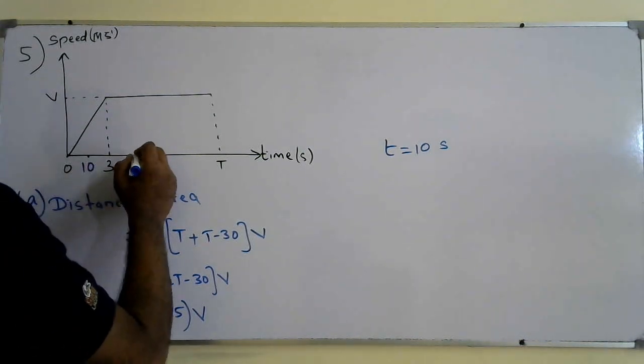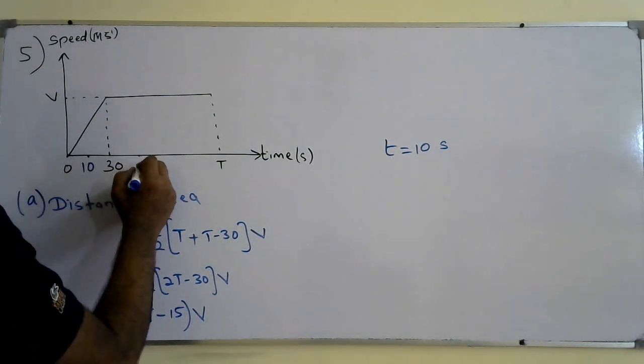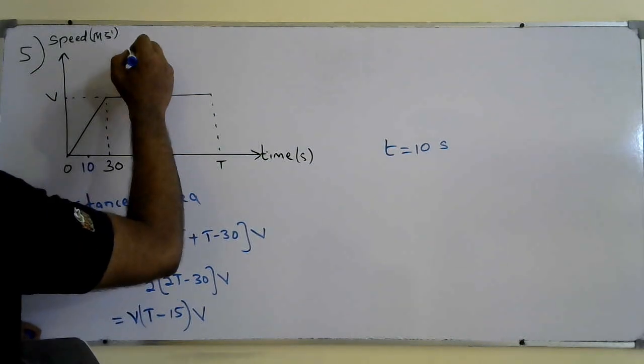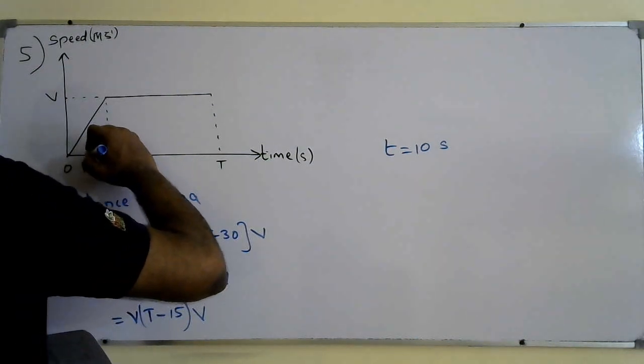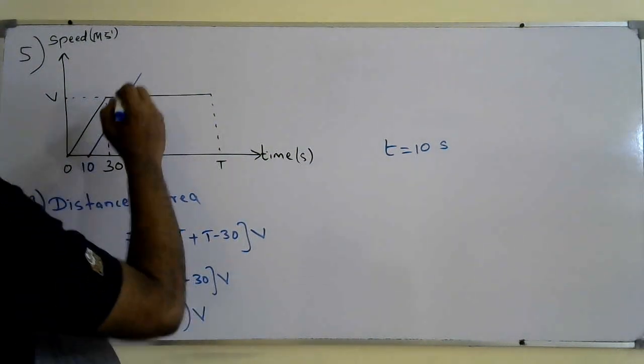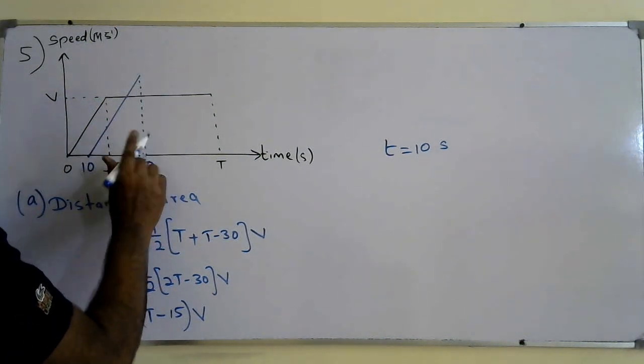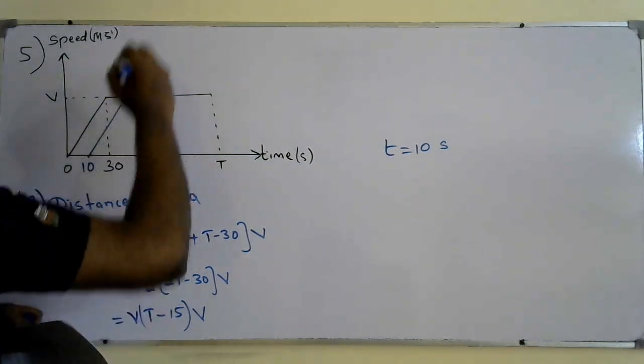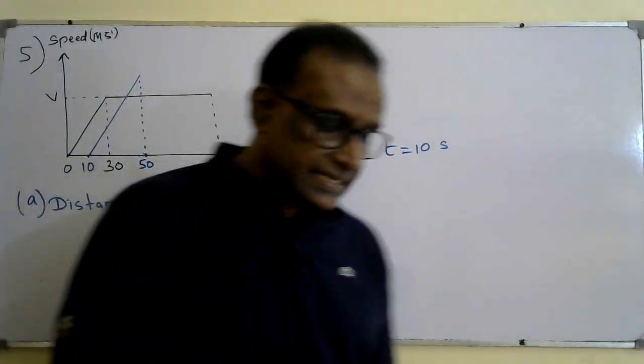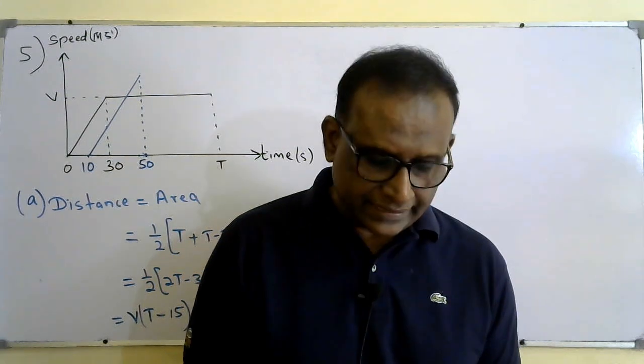So from 10 to 50, I'll just put 50 here. From 10 to 50, the line should be parallel. So somewhere here, a parallel line, going up to 50 seconds. This is 50. Both lines are parallel, so both have the same acceleration. They must be parallel lines.